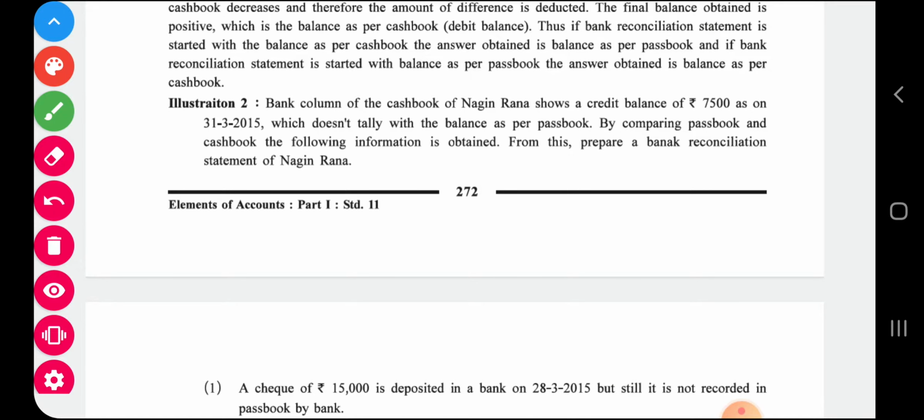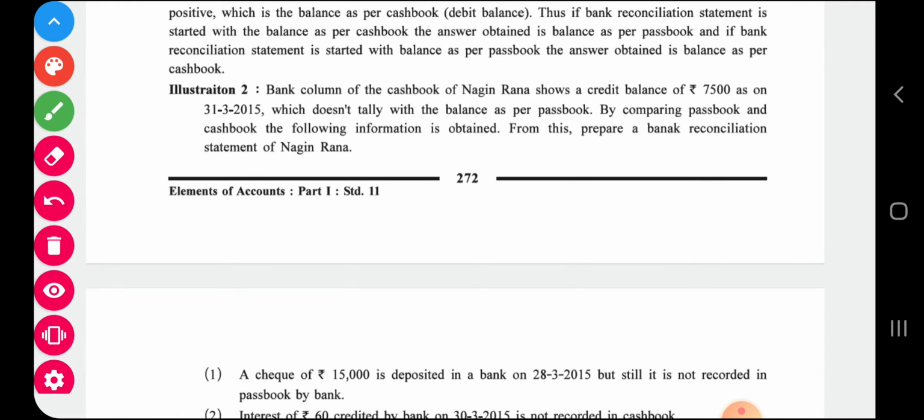Bank column of cash book of Nagin Rana shows a credit balance of 7500 as on 31/3/15, which does not tally with the balance as per passbook. By comparing the passbook and cash book, the following information is obtained from this prepared BRS of Nagin Rana. Okay, mark this sum as important. So you will prepare a table. I will not go into the sum; I will explain from here.